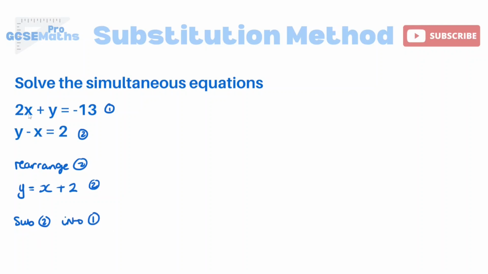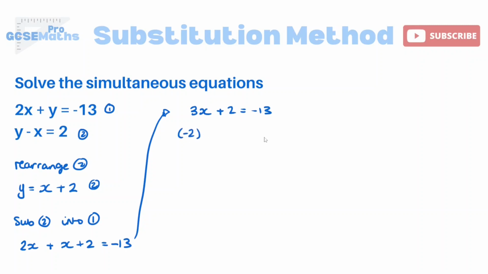So I've got 2x, that stays the same, isn't it? Because I'm replacing the y. Plus just y, so instead of y, I'm writing x plus 2 equals minus 13. There we go. Now I'm going to bring it up here. Now I just have to solve it, don't I? So again, I'm going to collect the like terms. I've got 2x plus x, so that's 3 lots of x, 3x. Plus 2 equals minus 13, and then we're just going to solve it.